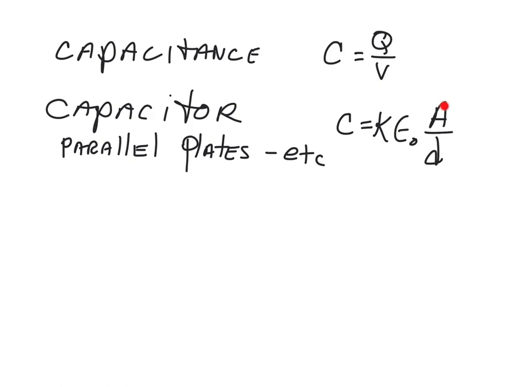All right, this is the area of the plates. There's two of them, right? So it's really the area of one plate. In the simple case, they have equal areas. That's not always the case, but for us, the area is always equal. And d is the distance between the plates, and kappa is the dielectric constant of the material between the plates, where the material between the plates can affect the ability of the device to hold charge or its capacitance.